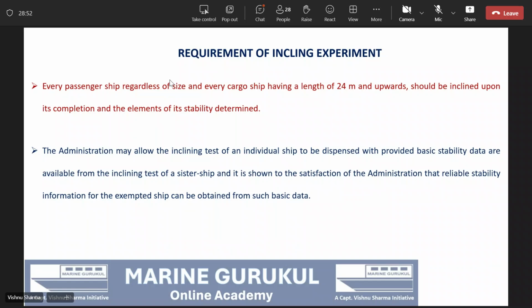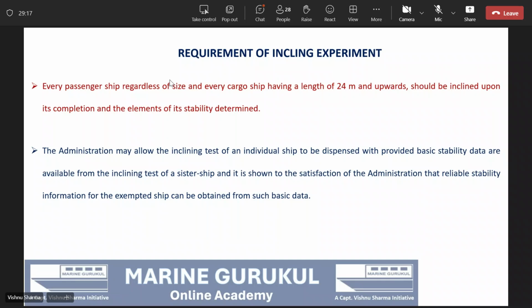But guys, they may be called sister ships, but do you mean sister ships are exactly the same in displacement, LCG? No. So to be able to grant this dispensation, the administration also has tolerance levels. Not just because something is called a sister ship, you exempt.